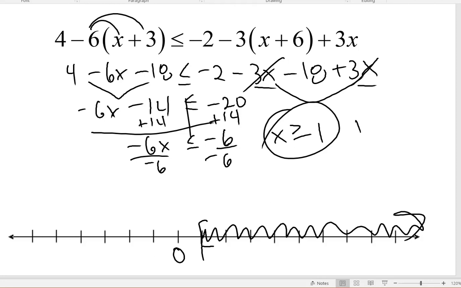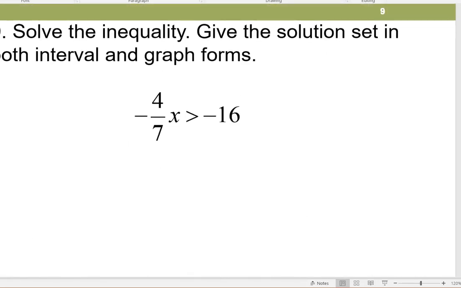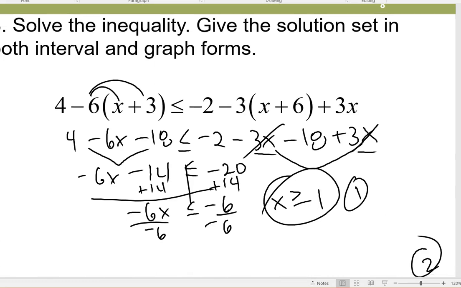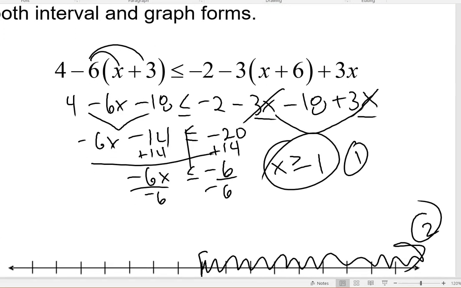3 answers. Here's our first. Here's our second. What's the third? Oops, too far. Would be the interval, right? And the interval is going to be a minimum of 1 with a bracket going on forever. So there should be 3 answers. The algebraic, the graph, and the interval.